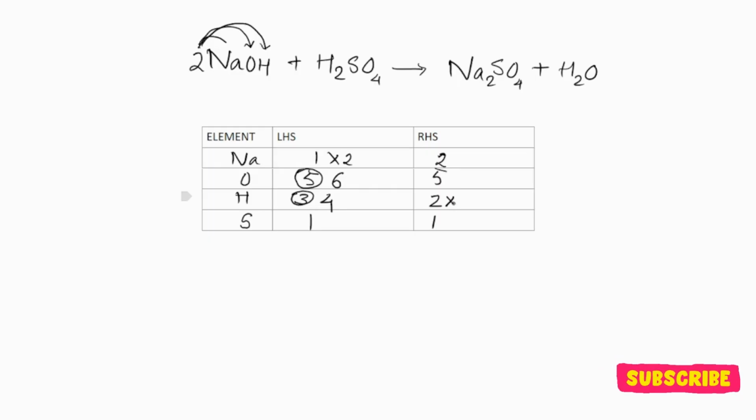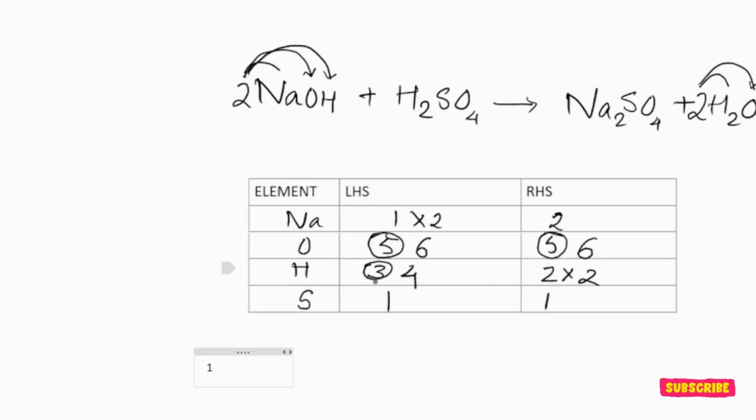So I will multiply on this side by 2. So I will write here 2, and the moment I write here 2, hydrogen is balanced. Now what has happened with oxygen? See, 2 oxygen plus this 4. Now this has also become 6. So now you can see that here sodium on LHS and RHS is 2, oxygen it is 6, 6, hydrogen it is 4, 4, sulfur it is 1, 1. The equation now is a balanced chemical equation.